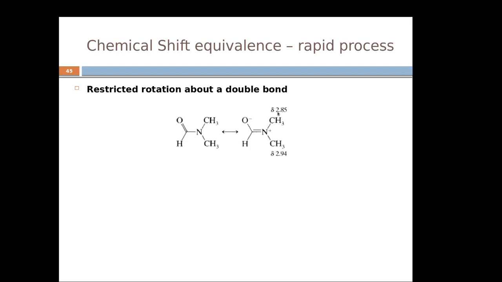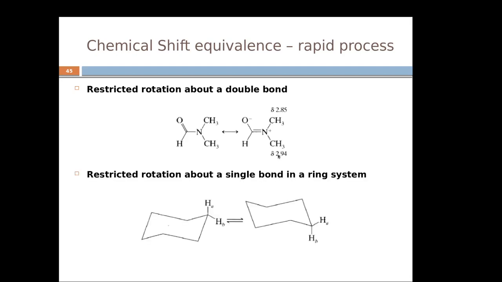Okay, so that means since free rotation is not possible about this carbon-nitrogen bond, the two methyl groups are no longer exchanged by free rotation, and they are not chemically equivalent anymore. They give peaks in the NMR spectrum at different frequencies or different ppm values. The first one gives a peak at 2.85 delta, whereas the second one gives a peak at 2.94 delta.